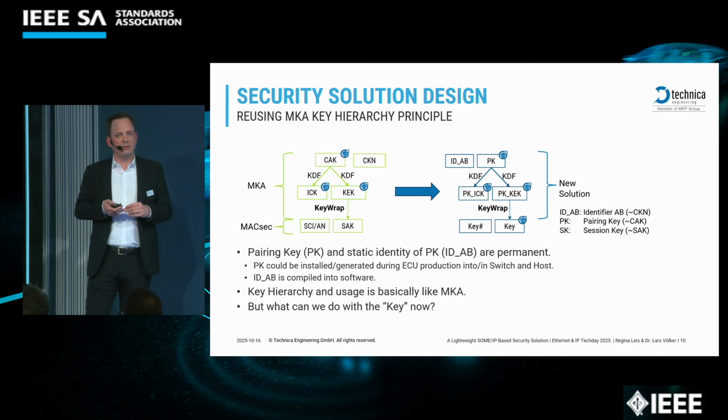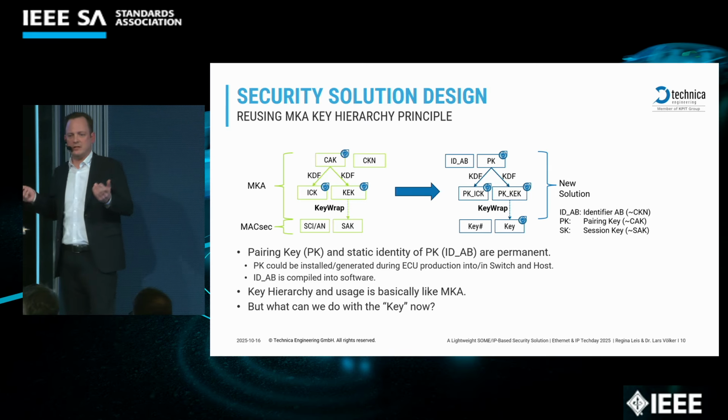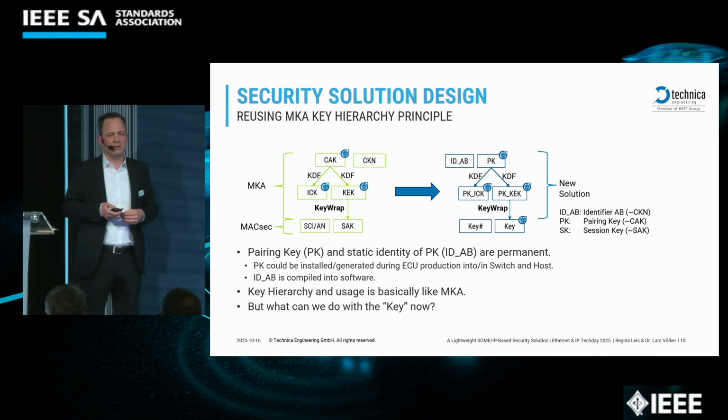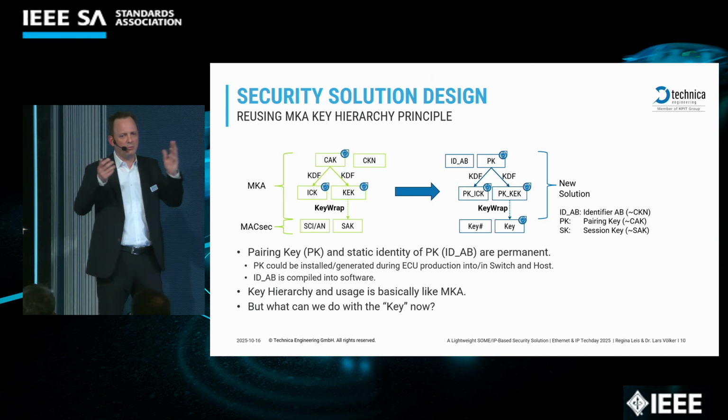So the CKN, we could just have an ID. We can also use a CKN, but in order to not mix that up, we give it a new name. We call it ID, AB, or whatever you want to.